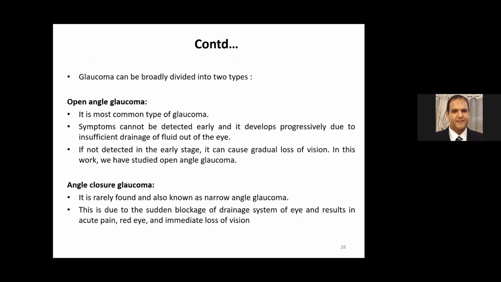And once you've lost the vision, it is very difficult to recover, because it is also one kind of diabetic disease. So you can control it. So early detection of this disease is very useful. In this work, we have studied open angle glaucoma, and angle closure glaucoma is rarely found. It is known as narrow angle glaucoma, and this is due to sudden blockage of the drainage system of the eye, which results in acute pain, red eye, and immediate loss of vision.